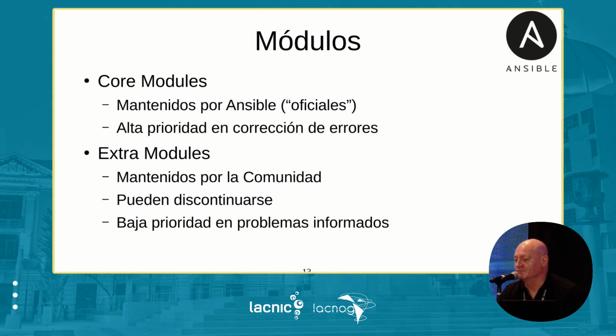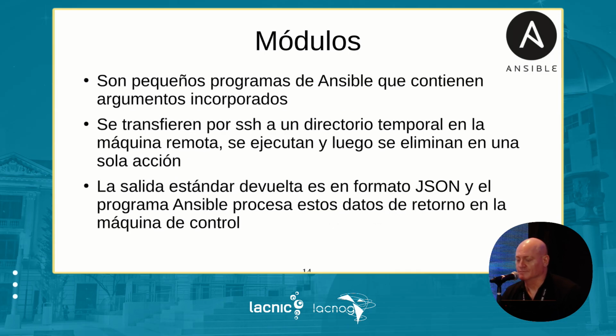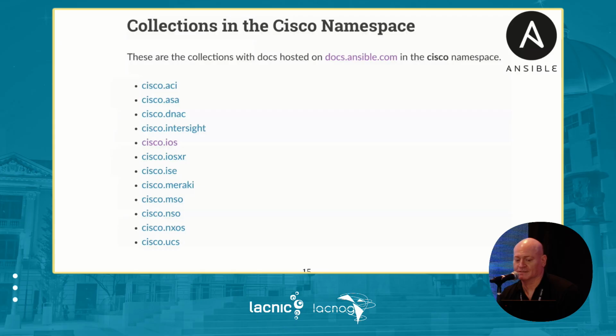There are two types of modules. Official modules are maintained by the Ansible development team. And the difference here is that they have a high priority in terms of error correction. So if there is an error, there is someone that will update it. Now the extra modules are the ones that are maintained by the community. Any one of us can make a development available to the community on Ansible.